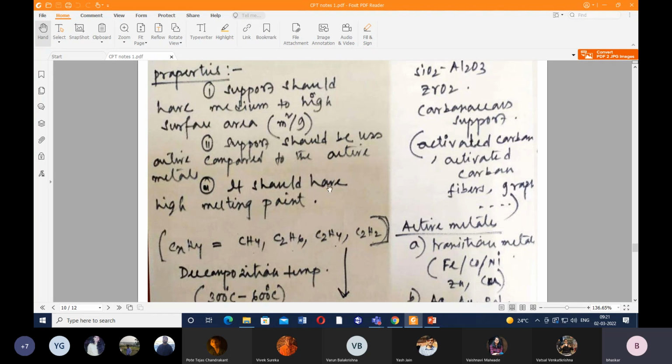So what is the third criteria? The third criteria is that it has high melting point. High melting point means it should have melting point beyond 1000 degrees Celsius.